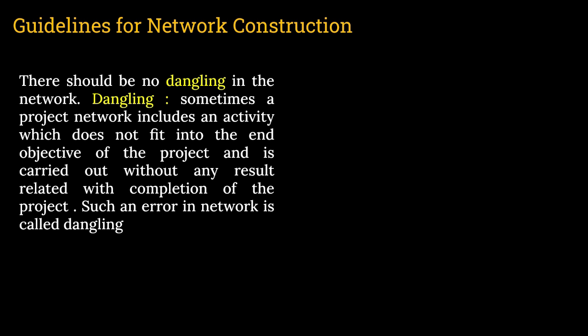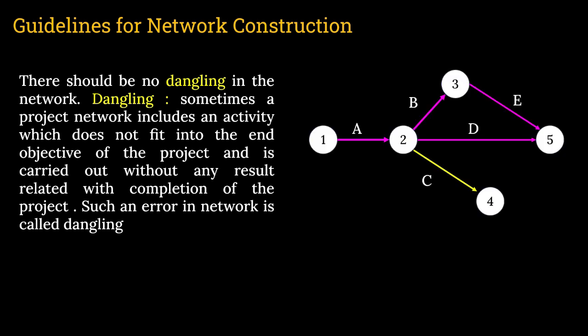There should be no dangling in the network. What is dangling? Dangling means sometimes a project network includes an activity which does not fit into the end objective of the project and is carried out without any result related to completion of the project. Such an error in a network is called dangling. Let us first see the diagram. This is a network diagram. Activity A is starting from node 1 finishing at node 2. From node 2, 3 activities are starting: activity B, activity C and activity D.